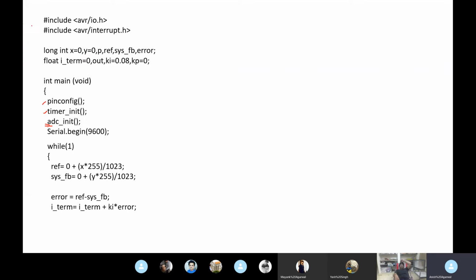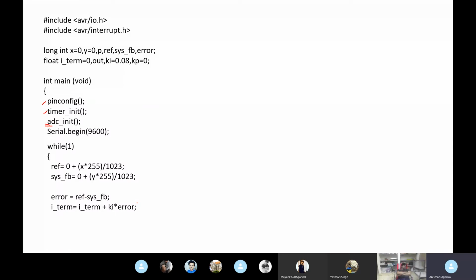We come to the main function. In the main function, as I told, X has the value of the reference voltage and Y has the value of the feedback. In the interrupt service routine I have shown you. So the reference voltage, I'm just scaling it down, X into 255 by 1023, and the same goes here, system feedback, Y into 255 by 1023. I'm just scaling down from 1023 to 255.